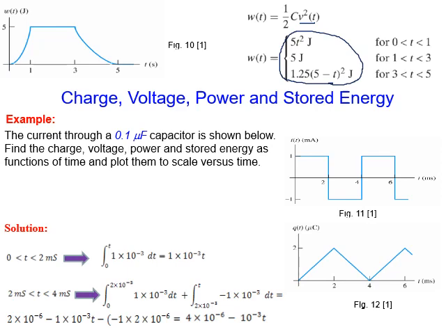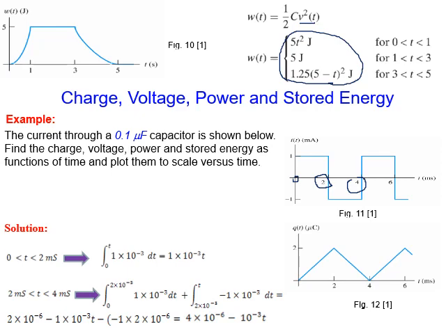The current through a 0.1 microfarad capacitor is shown in the figure. You can see here, this is the current. It's a square wave. So we have range from 0 to 2 and from 2 to 4. That's it, because from 4 to 6 it repeats itself again and again. It's a repetitive function, right? He asked me to find the charge, voltage, power, and stored energy.